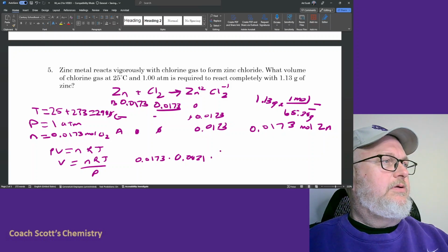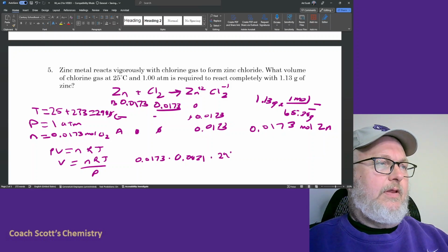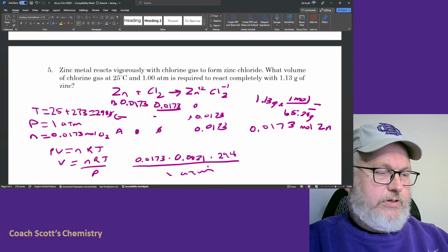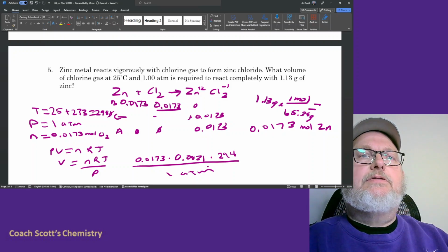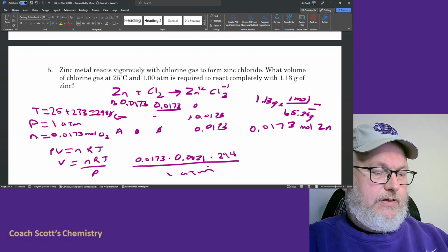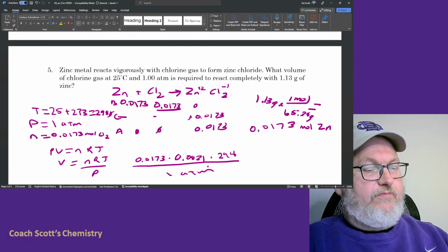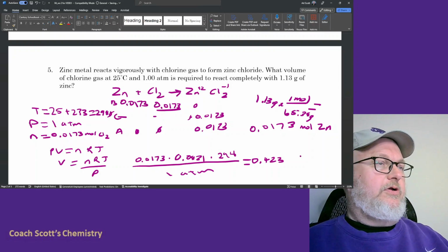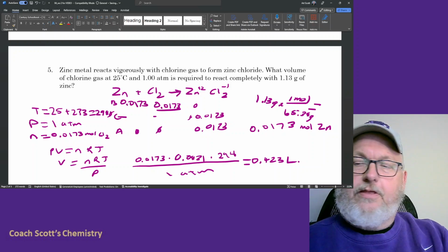What's my temperature? 298 K. Of course, I have 1 atmosphere of pressure. I love it. All right. 0.0173 times 0.0821 times 298, I get 0.423 liters. 0.423 liters or 423 milliliters. I'd leave it in liters. It didn't ask for anything different. Go with it.